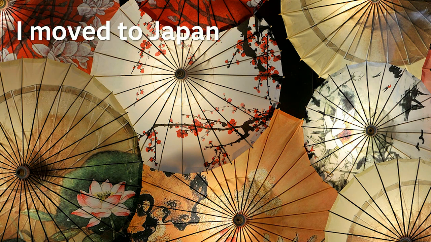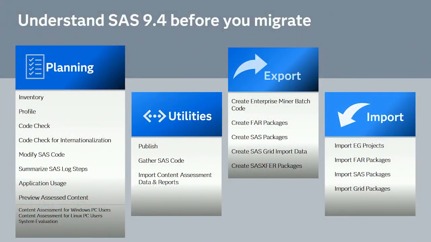Maybe. I manage the content assessment team, and we offer a suite of applications that you see on the screen to help you understand what you have in your SAS 9 deployments. We're able to count what you have. We're able to profile your items. We're able to check your code for compatibility. And we have all these applications, and they are just fantastic for planning. And that's what I talked about last year when I was at Innovate, was planning.